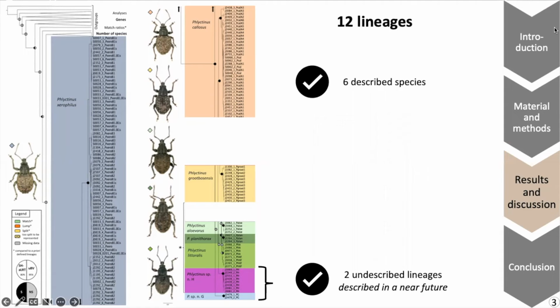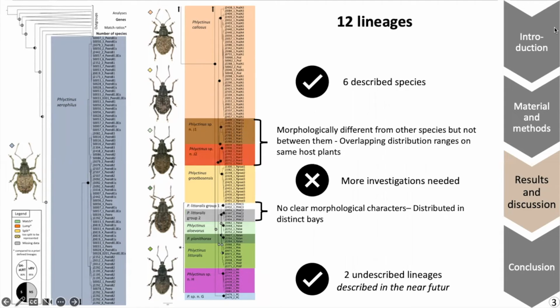in the near future. And lastly, the 4 remaining lineages are monophyletic but recovered by only a few of the molecular analysis. 2 of them are morphologically different from the other species, but not between them, and have overlapping distribution ranges on the same host plants, while the 2 others show no clear morphological characters and are distributed in distinct bays. They are selected for the study, but call for additional investigation to be considered as new species.